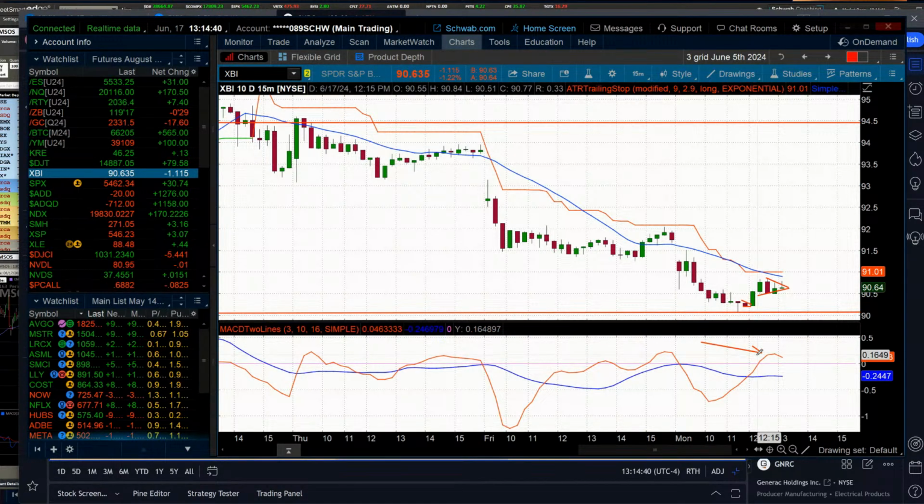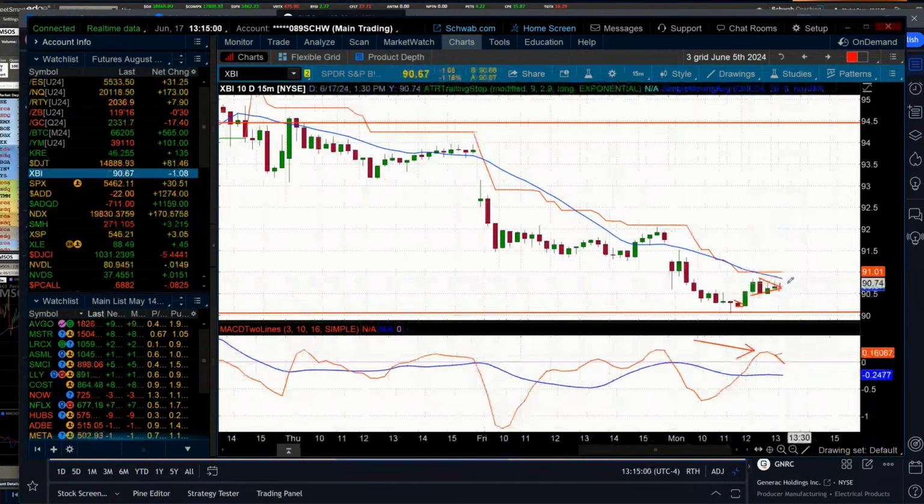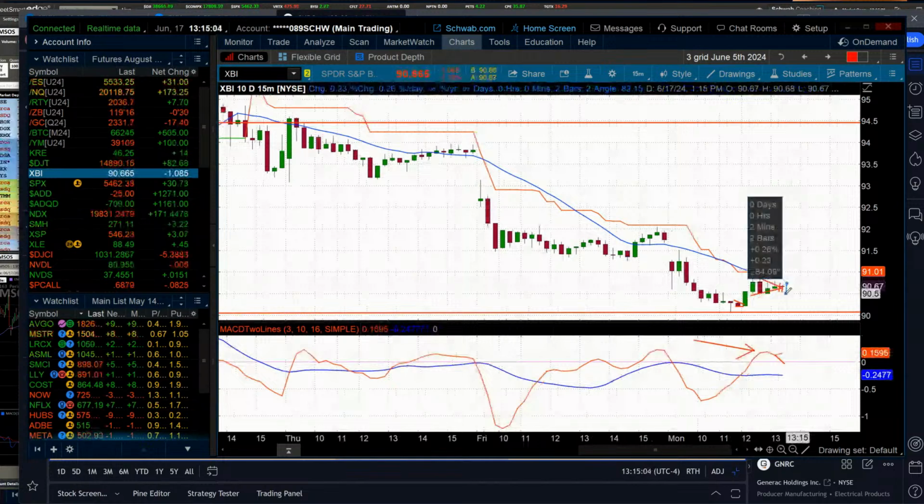Now, this is just a readily available MACD, 3-10-16. You can use exponential, simple. The whole point is it's overbought. You want to see if it gets down to here and if this retains a bullish structure like that. You're looking for that bullish structure. You don't want to see it overbought and fall apart. You want to see a tight pattern.